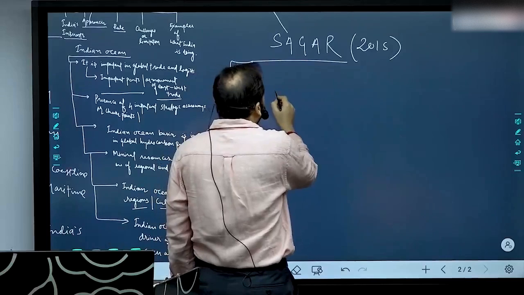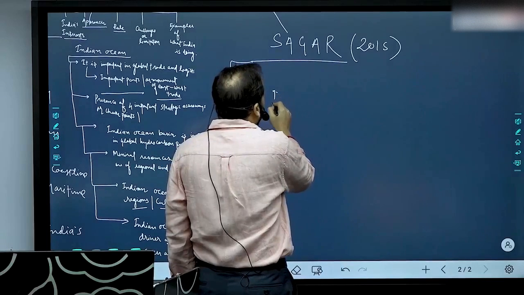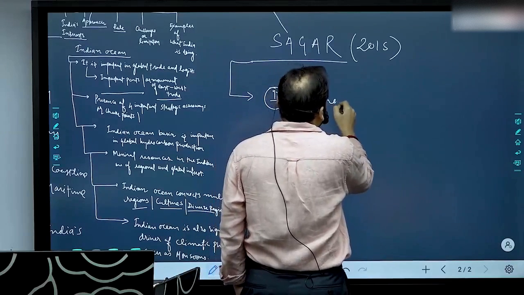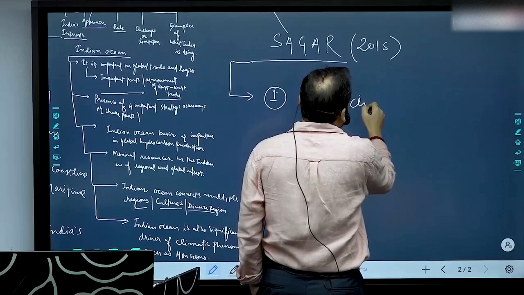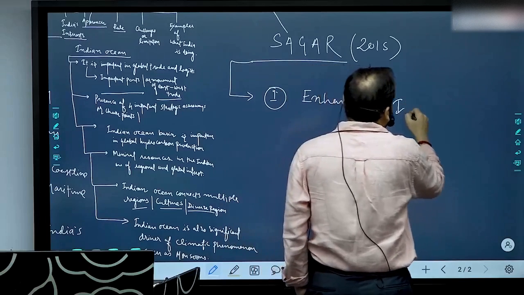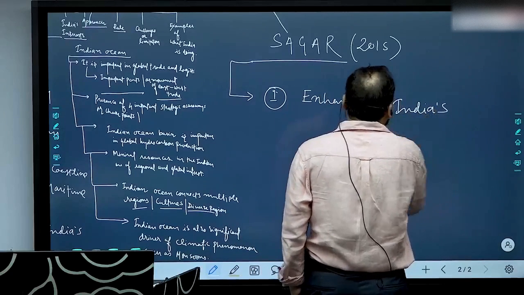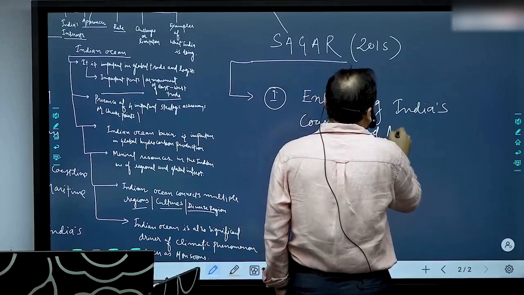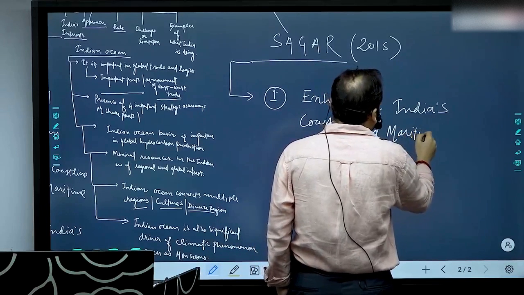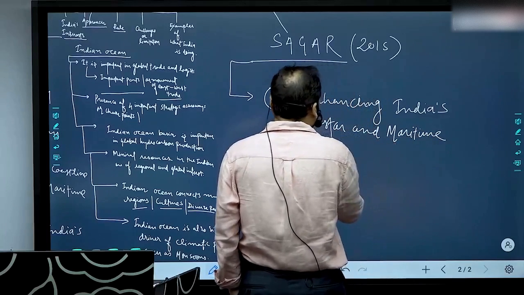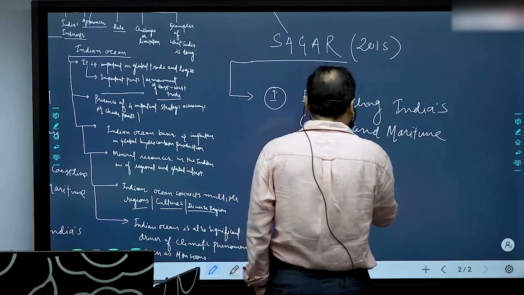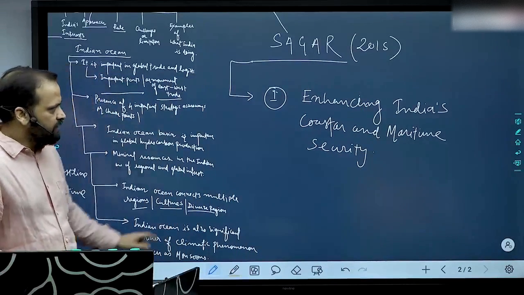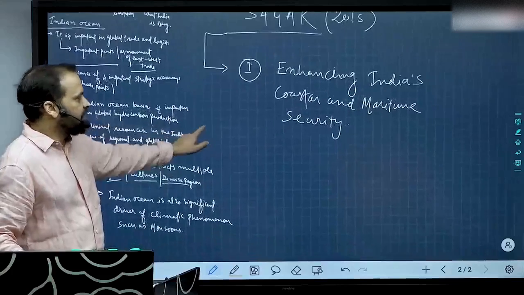So first of all, the first focus of the Sagar approach is enhancing India's coastal and maritime security. So securing India's coasts and securing India's maritime interests. That is the first feature of Sagar. So we always start with ourselves.